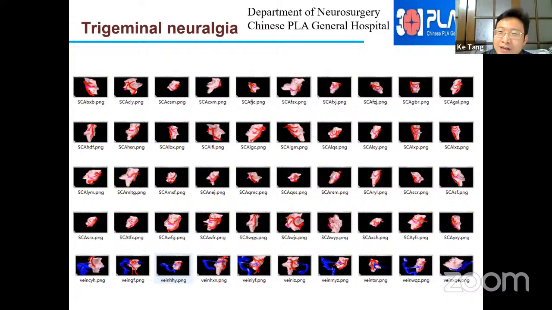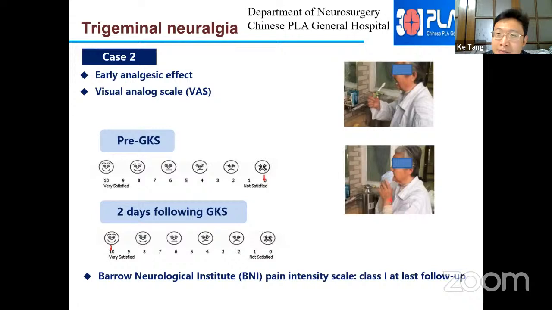Okay. I see. I began this work in 2014, and the duration of the pain is more than 1 year, commonly 3 to 5 years, and if he has medically refractory trigeminal neuralgia, we perform the gamma knife for these cases.